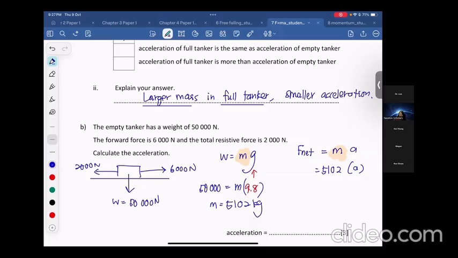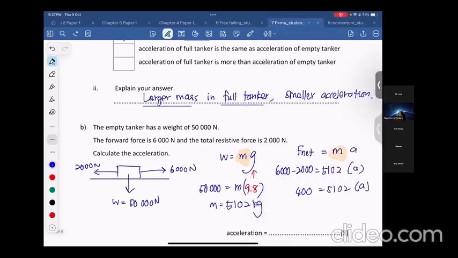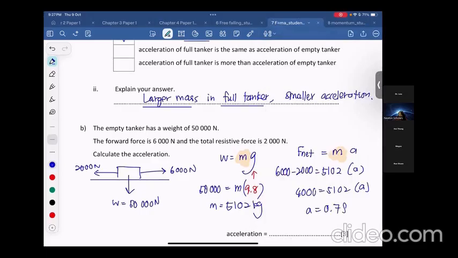What is my resultant force? My resultant force is 6,000 minus 2,000. So I get 4,000 equals 5102a. 4,000, just now I wrote it wrongly. So 4,000 divided by 5102 is 0.78. So a is 0.78 meters per second squared. For this one, the front zero before the dot is not counted. This is called two significant figures. Answer is 0.78. Is that clear?